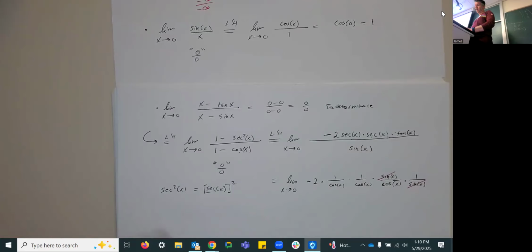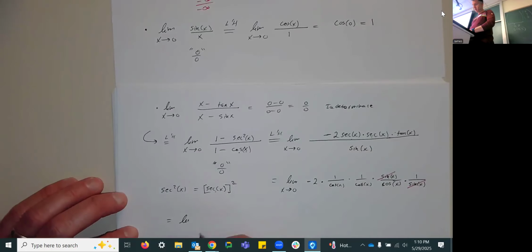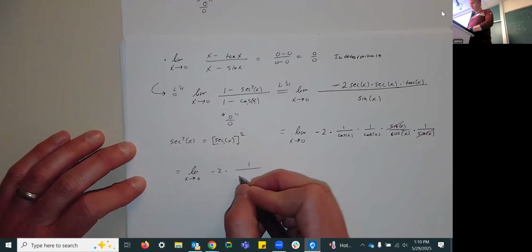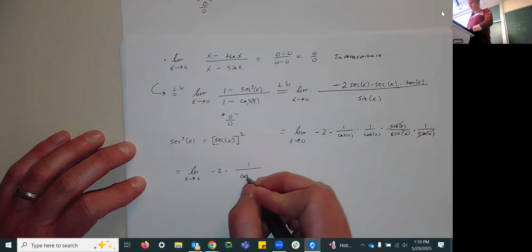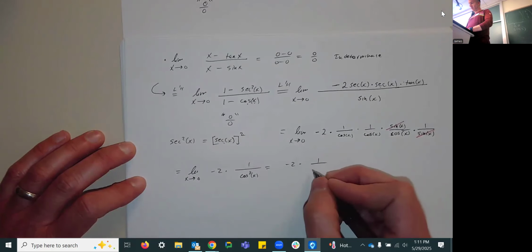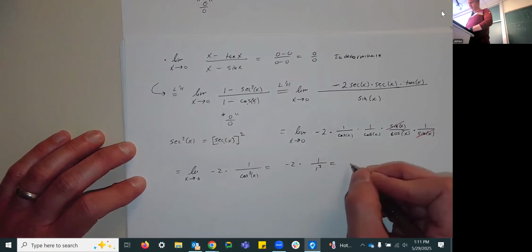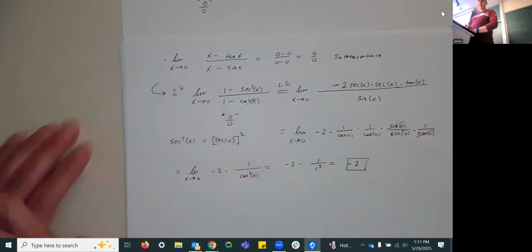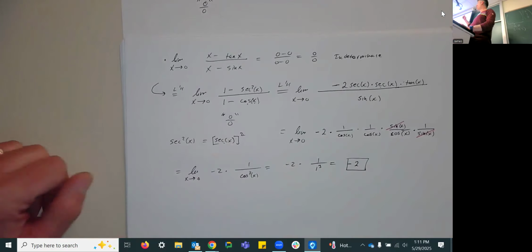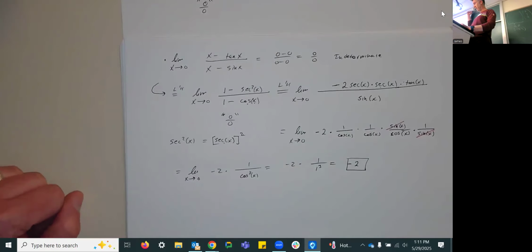So then this is great. I just have the limit as x approaches 0 of negative 2 times 1 over cosine cubed of x. Then I plug in 0 and I get negative 2 times 1 over cosine of 0 cubed, which is just 1 cubed. So my answer is negative 2. So in this problem, my indeterminate form, 0 divided by 0, ended up equaling negative 2. How strange. A reminder, it's called an indeterminate form because it can end up being literally any value.